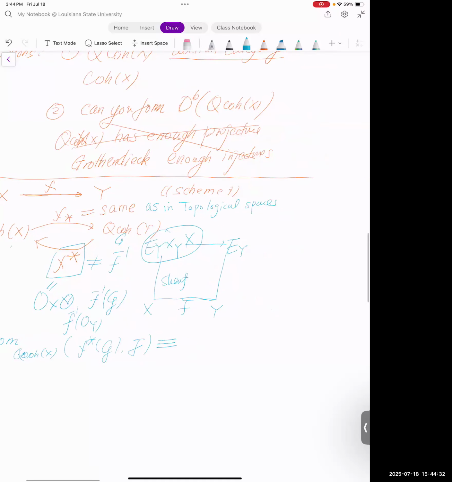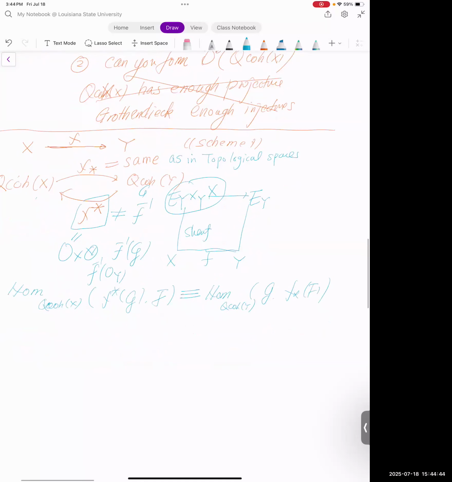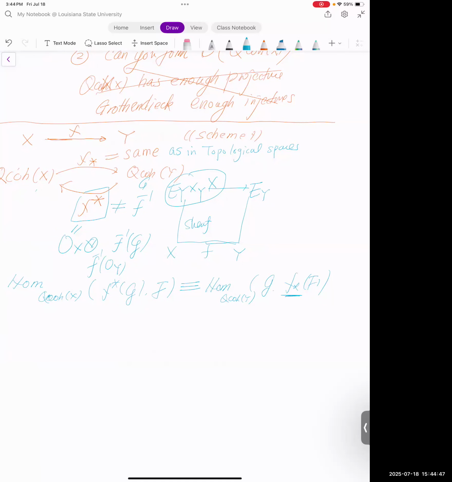You still have an adjoint pair between the pullback and push-forward at the quasi-coherent sheaf level. And as a consequence of the adjoint functors, this is still left exact. So you can talk about the derived functors of this pullback. I don't think it's exact, but this is left, this is right. So you can take left derived functors.